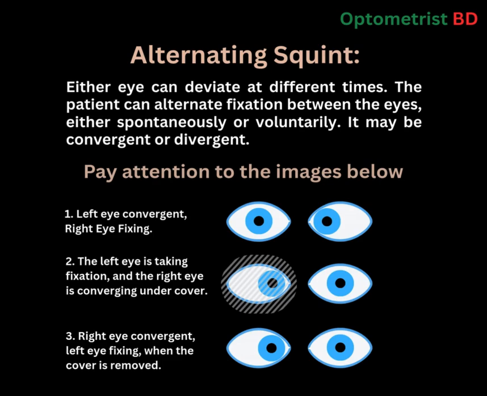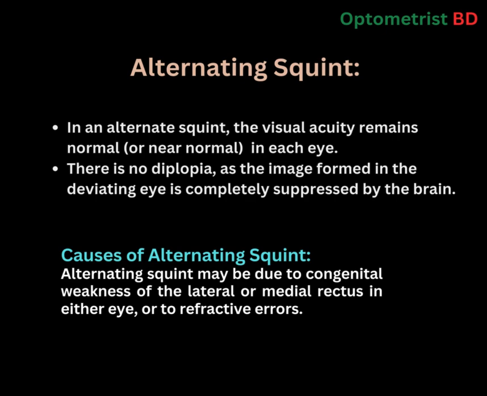When the cover is removed. In an alternating squint, the visual acuity remains normal, or near normal, in each eye. There is no diplopia, as the image formed in the deviating eye is completely suppressed by the brain. Causes of alternating squint. Alternating squint may be due to congenital weakness of the lateral or medial rectus in either eye, or to refractive errors.